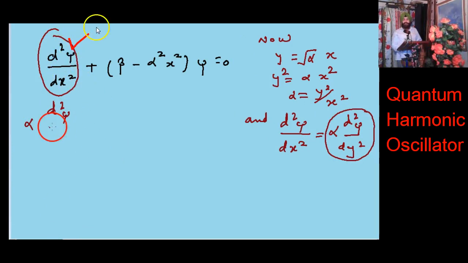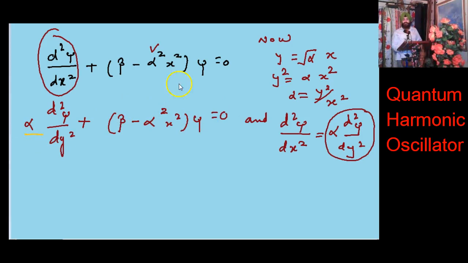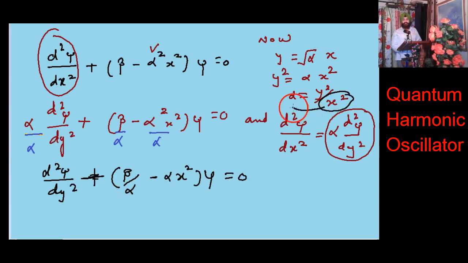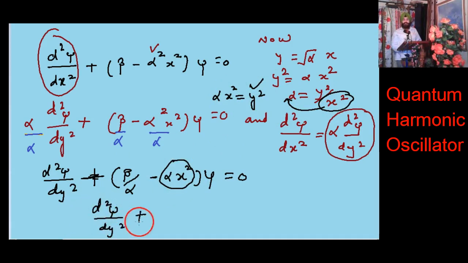Then instead of writing this, we substitute this value, substituting for alpha square x square. Now dividing each term by alpha. Now from here alpha x square is equal to y square. So the equation reduces to this one.